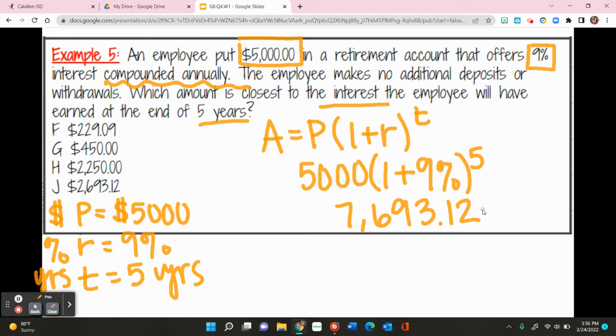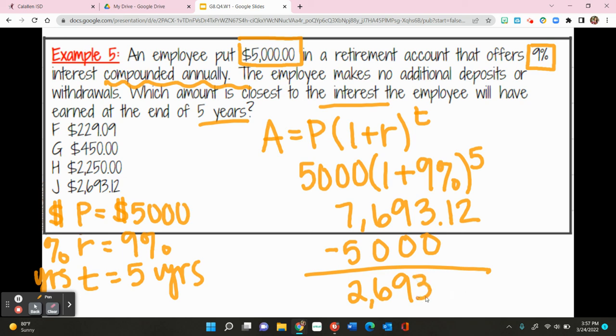Now, to find the amount of interest earned, since this is my account balance, this includes the original deposit and the amount of interest earned. So if I just want to know the interest, I will subtract the original deposit, which is $5,000. When I subtract $5,000, the amount of interest earned is $2,693.12, meaning that J is going to be your answer. So really make sure in that last sentence if you're supposed to be finding the interest or the account balance. And that's simple and compound interest.